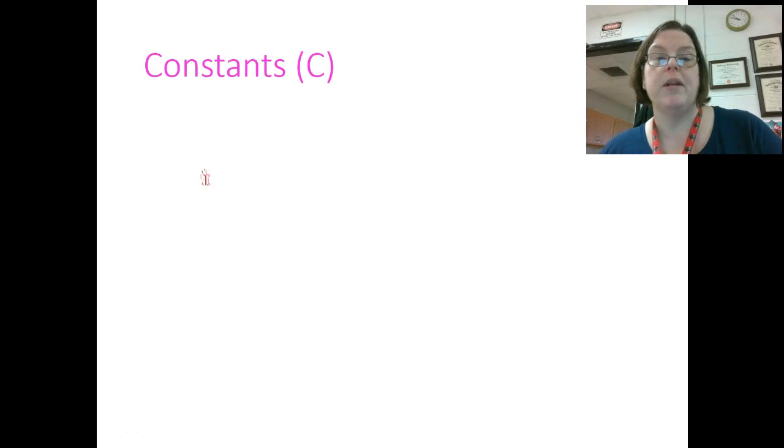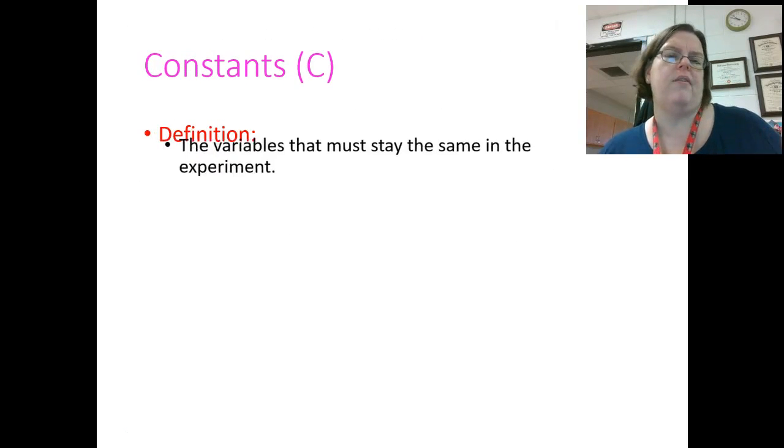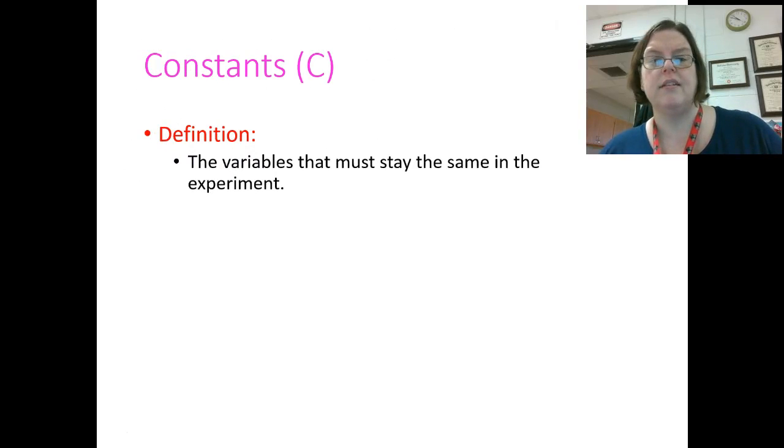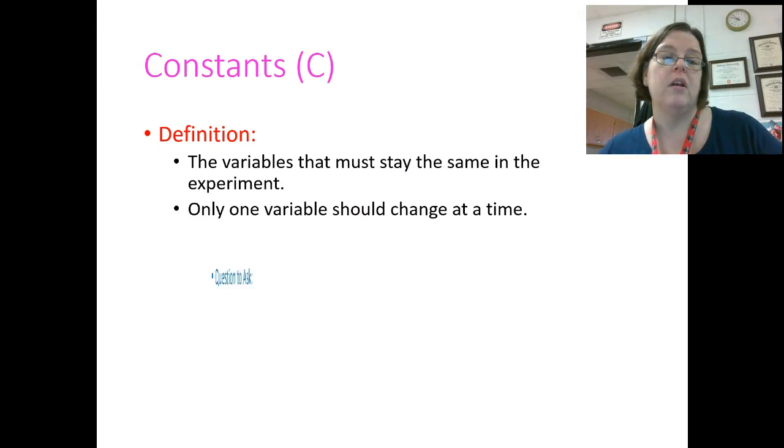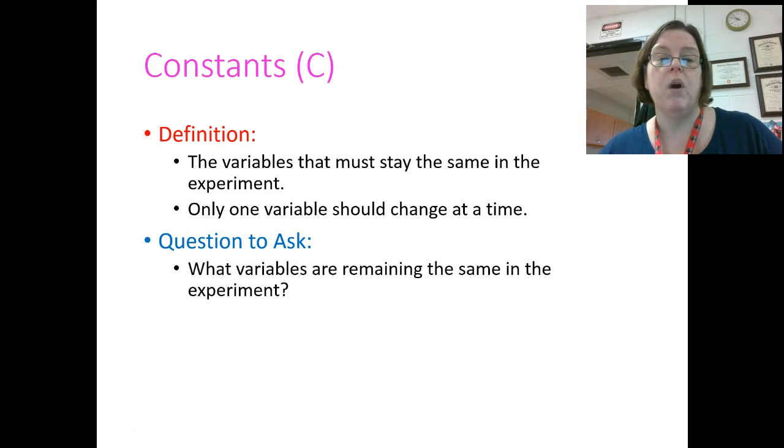Constants. Now this is the one that everybody always knows. This is the one that everybody's like, oh yeah, they're the ones that stay the same. We know what a constant is. Only one variable should change at a time, so any other variable that's in the experiment has to be constant. You have one that is changed on purpose, one that is being measured, and everything else has to remain constant. It cannot change. So the question to ask would be, what variables are remaining the same in the experiment?